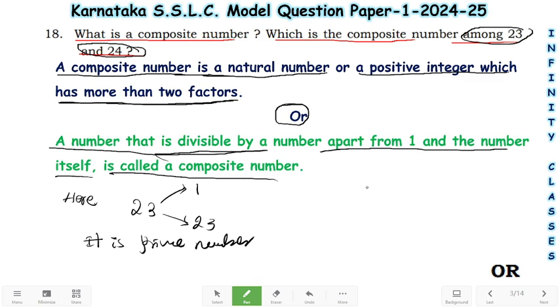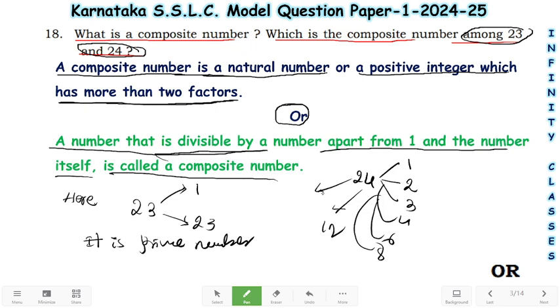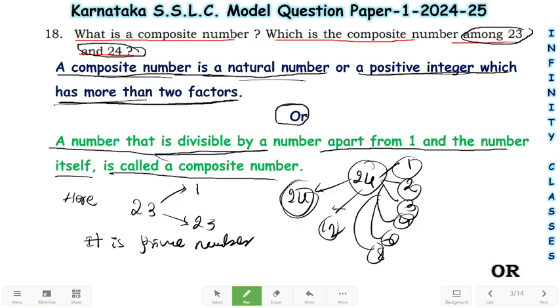Here 24 is a composite number. It has more than 2 factors: 1, 2, 3, 4, 6, 8, 12 and 24. These are the factors of 24. So by the definition, a composite number is a natural number or a positive integer which has more than 2 factors. Observe here, 24 has more than 2 factors. So 24 is a composite number.